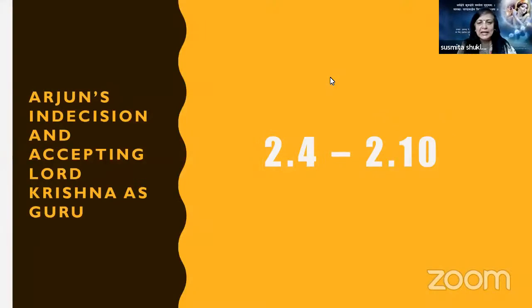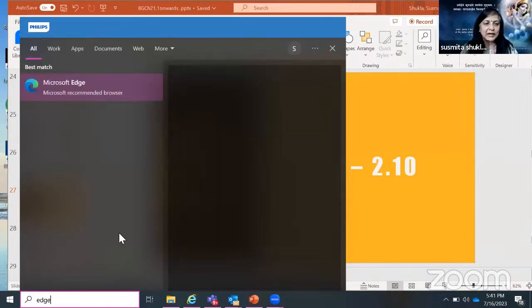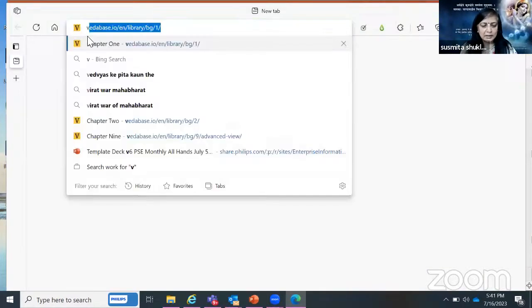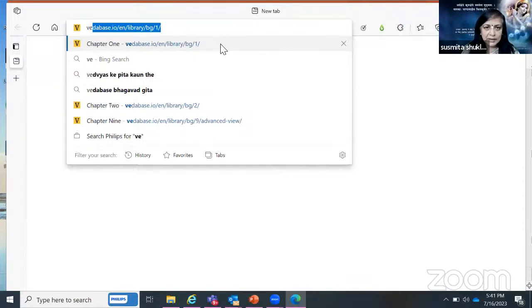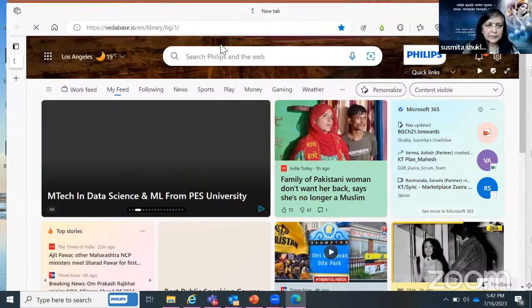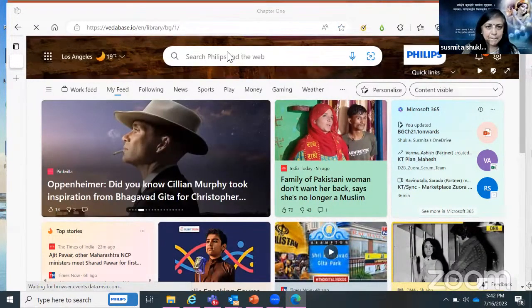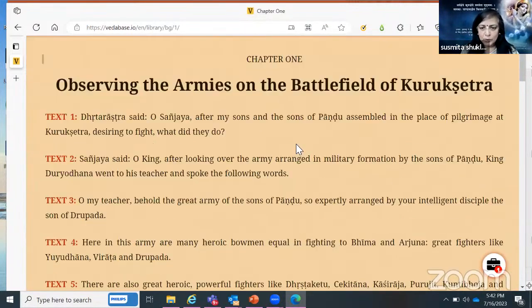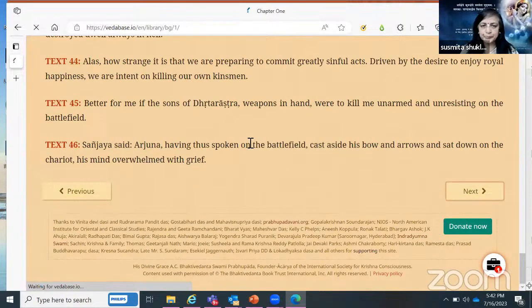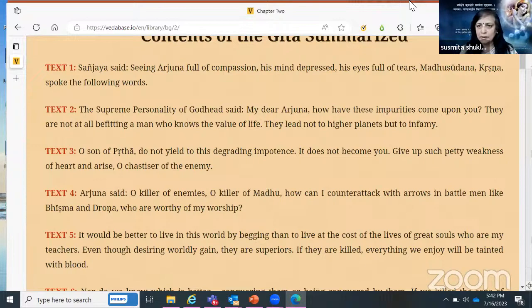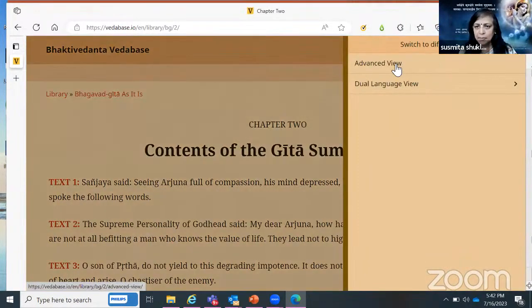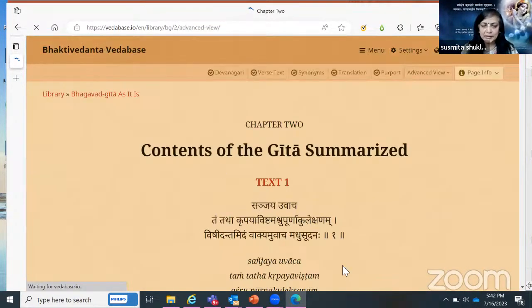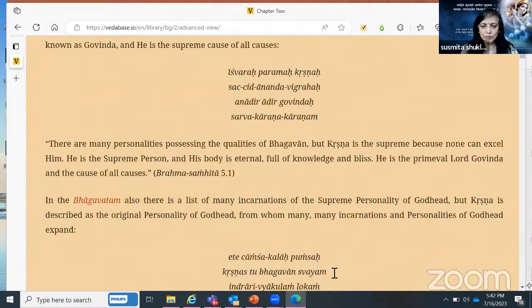So what I need to do is, give me 2 minutes. I have not opened the Vedabase from where I normally read. So let me just open that so that everyone can see this. Where am I? Vedabase. Yeah, we are on chapter 1. Let me go to chapter 2, and let me go to advanced view, which is here. I'm sorry, I should have opened it earlier. And we go to text 4 now. Text 2, 3, now 4.